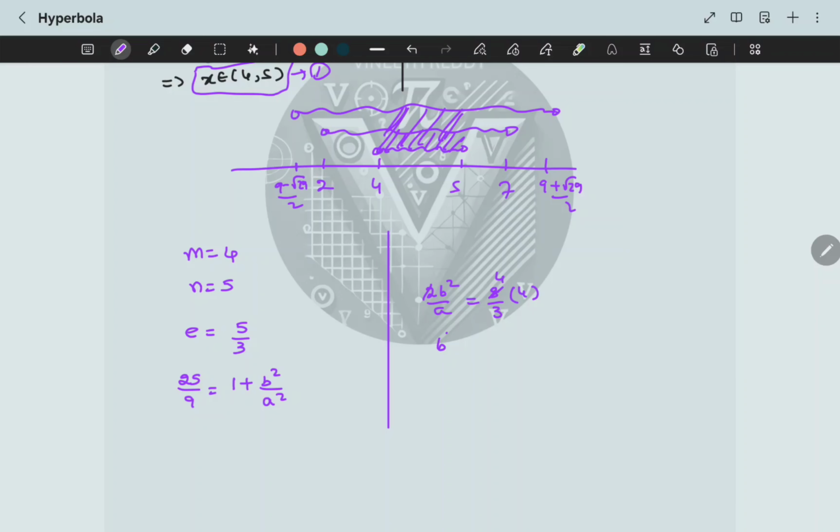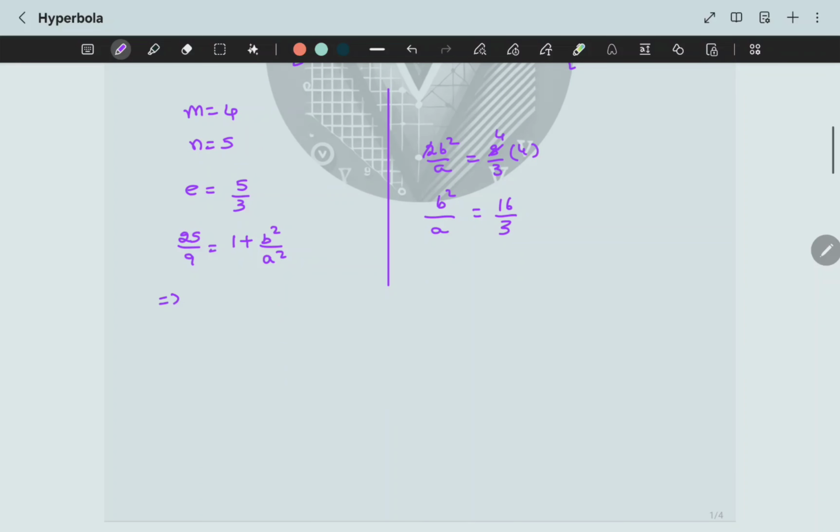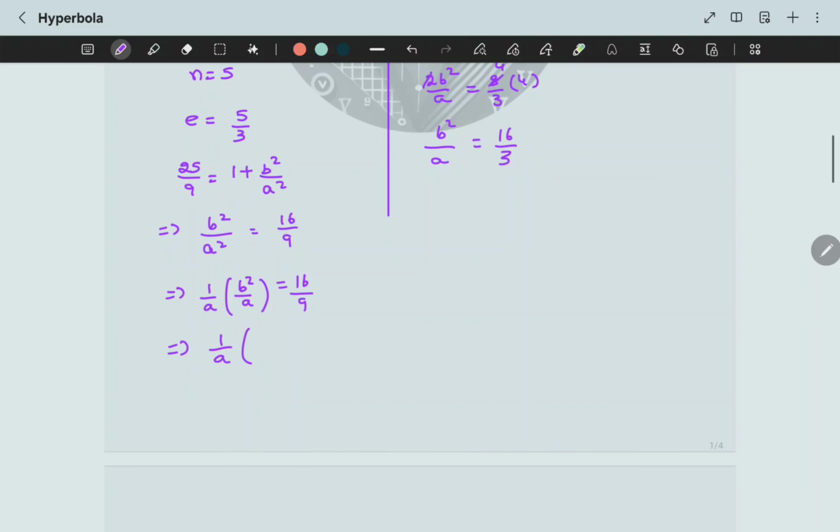So if I rearrange, we get b square by a is equal to 16 divided by 3. So from here we can write b square by a square is 25 by 9 minus 1, which is 16 by 9. So from here we can write 1 by a times b square by a is 16 divided by 9. Now we can write b square by a is 16 divided by 3, dear students. So I think if I cancel, I get a as 3.